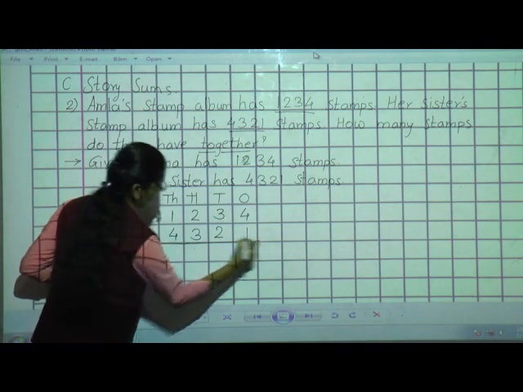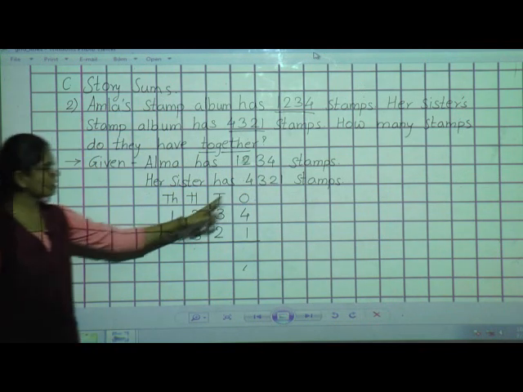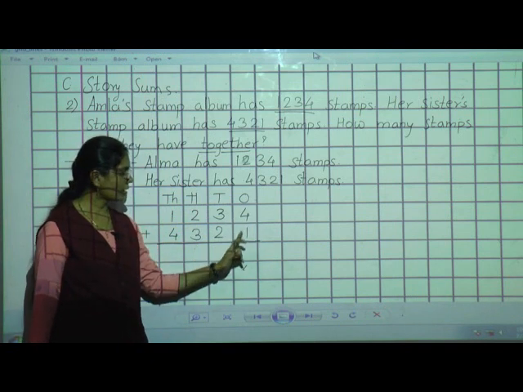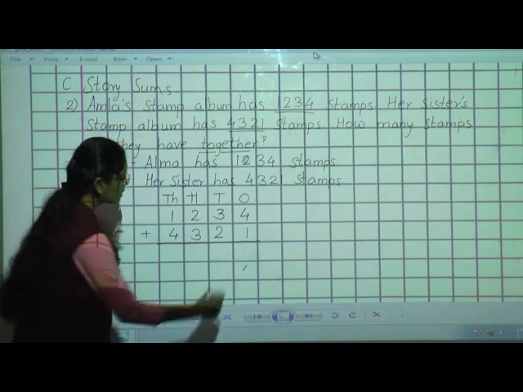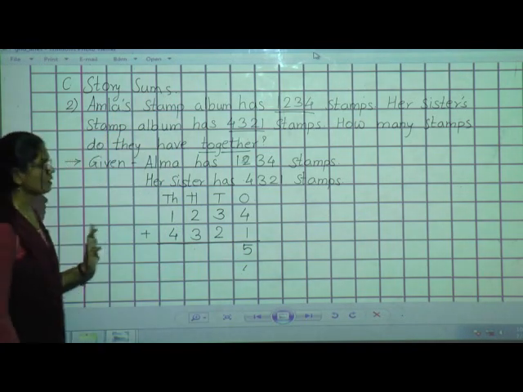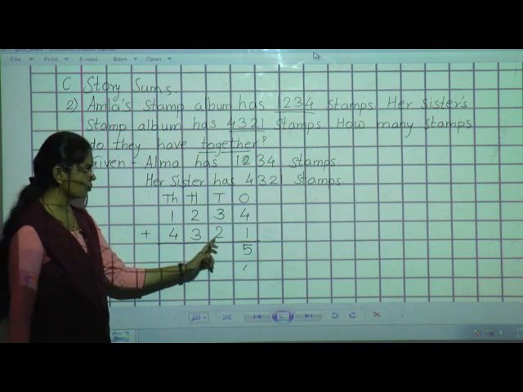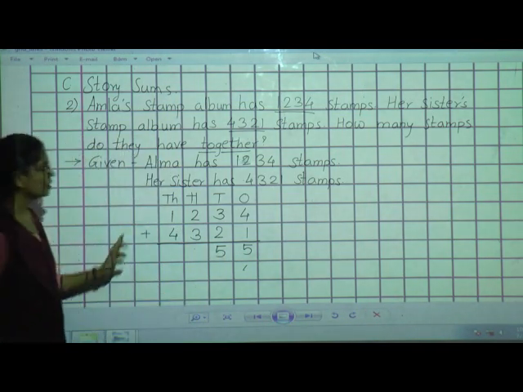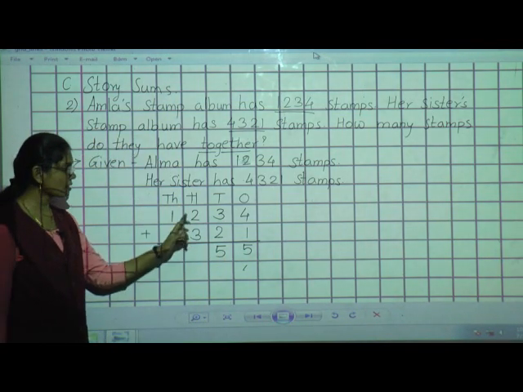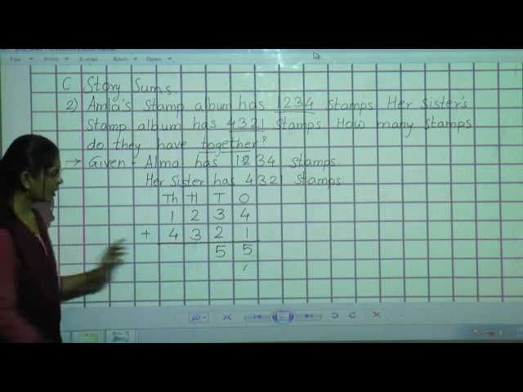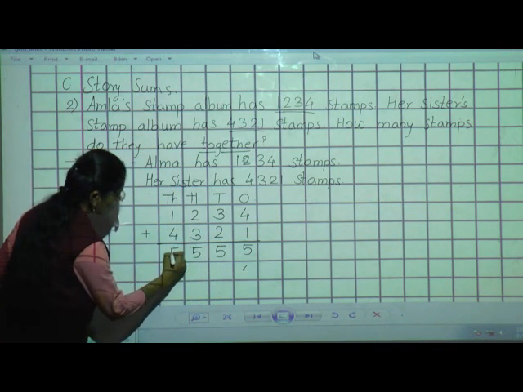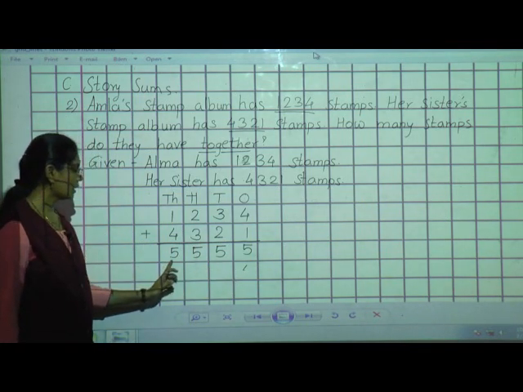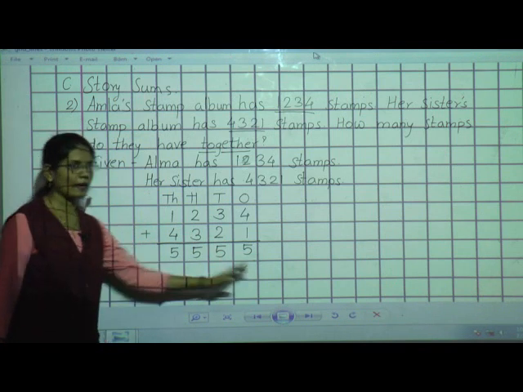Now we will do the addition. See the ones place digits. At ones place here 4 is there and here 1 is there. So 4 plus 1 is 5. Now see the tens place. 3 plus 2. After 3 count 2 more fingers, 4, 5. Now see the hundreds place. At hundreds place 2 and 3 are there. 2 plus 3 is again 5 and 1 plus 4 is also 5. So how many stamps do they have together? They have 5555 stamps together.